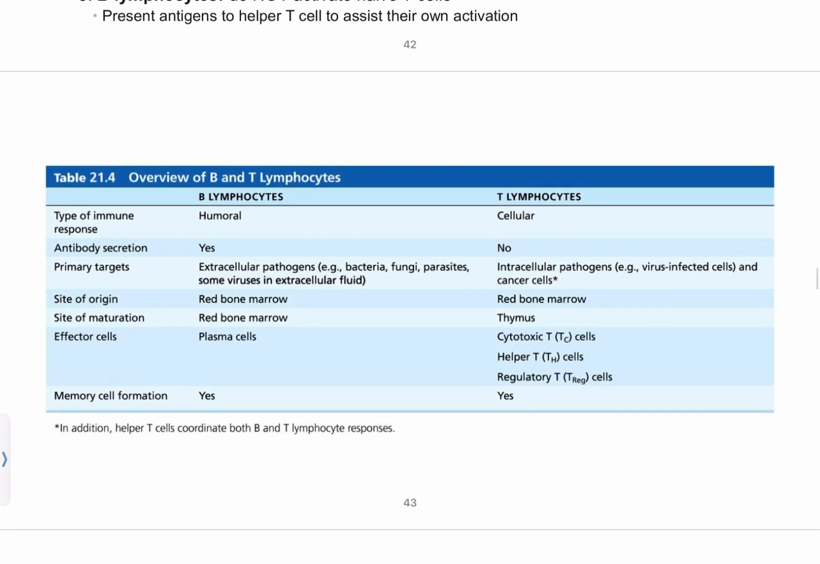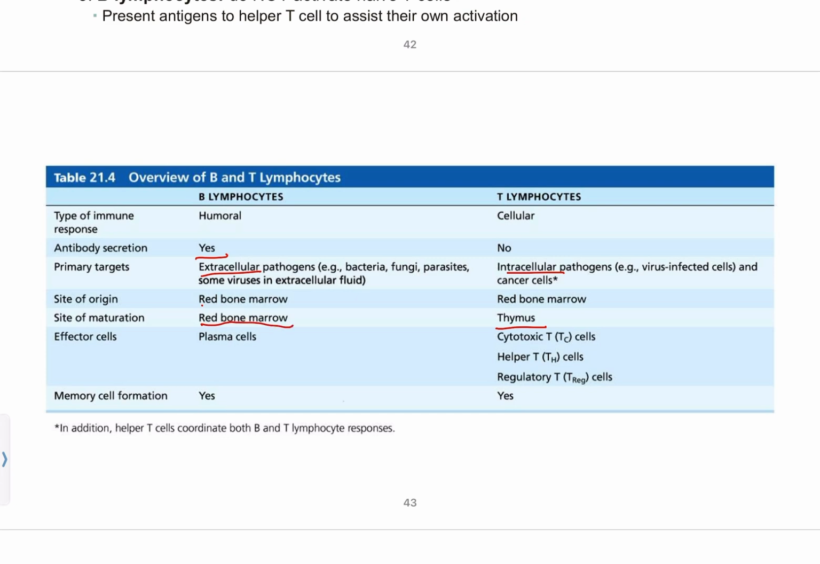This is a good overview table to kind of give you the difference between the B lymphocytes and the T lymphocytes. Again, talking about the type of immune response that we've already talked about. Antibodies are only the function of our humoral response, and B lymphocytes, extracellular versus intracellular. Site of origin, which is the same for both of these, including all formed elements. Site of maturation is different. So thymus for T lymphocytes and the bone marrow for our B lymphocytes.